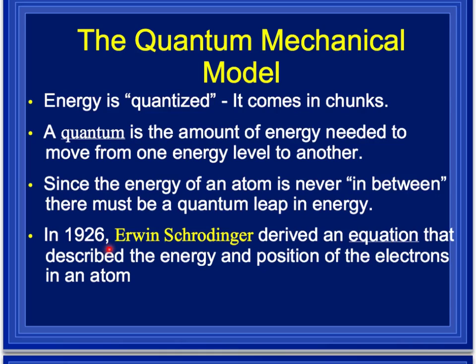And so the idea here is that in 1926, Erwin Schrodinger derived an equation that described the energy and position of electrons in the atom. And this equation helped devise this idea of the quantum mechanical model.